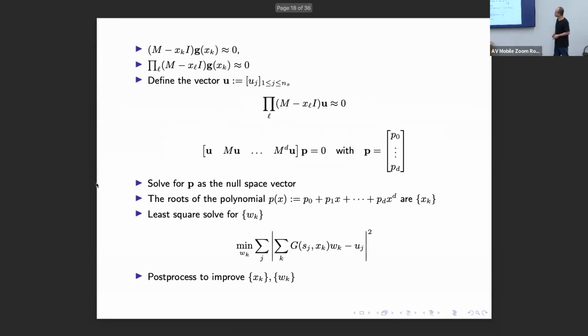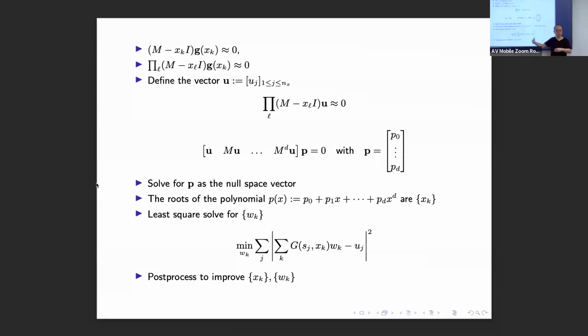Now, once we have this, we know that for our general problem, (M minus x_k I) times g(x_k) is roughly equal to 0. So when I multiply them over all the possible spike locations, that's also true. And by defining this u vector to be the vector containing all my samples, because u is a linear combination of the x_k's, this formula is also true.